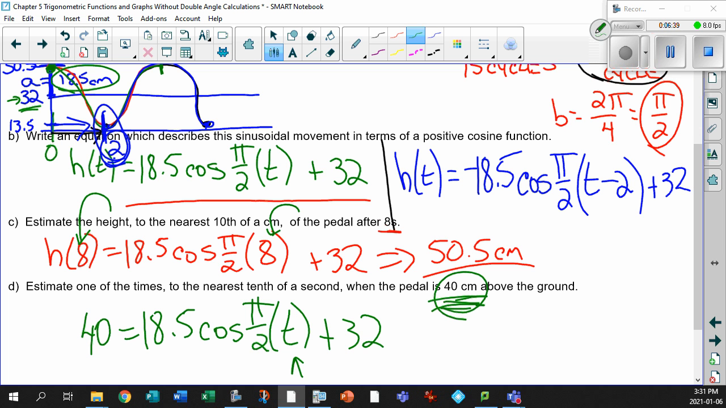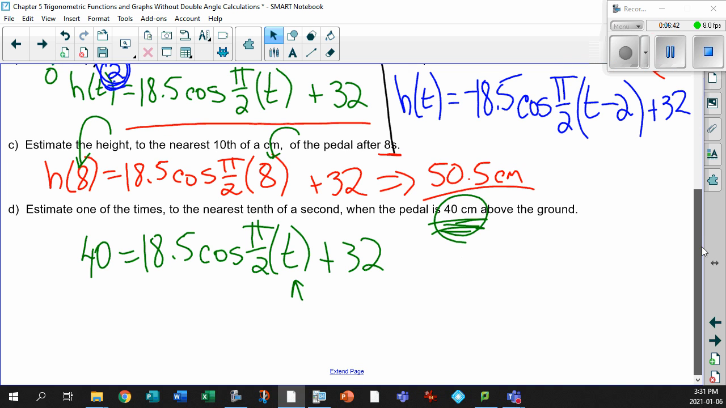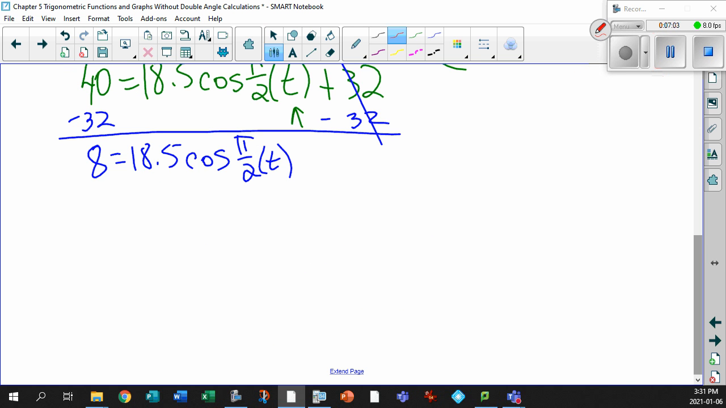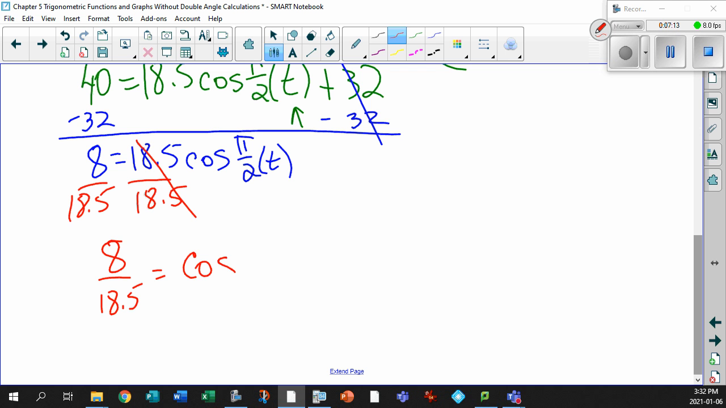Well, you can start making it a little bit easier of an equation to play with. I would subtract the 32 from both sides, right? So this now becomes 8 equals 18.5 cos pi over 2 times t. Then you don't have to worry so much about anything else. Dividing out an 18.5, I would do that. Divide out the 18.5 on both sides. So this is 8 over 18.5 equals, look how beautiful this is now, cos of pi over 2 t.